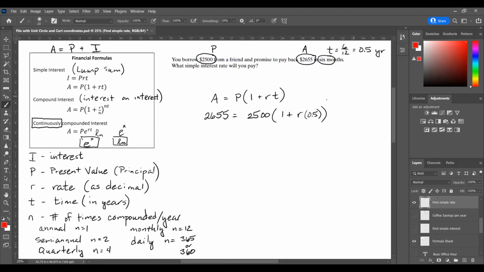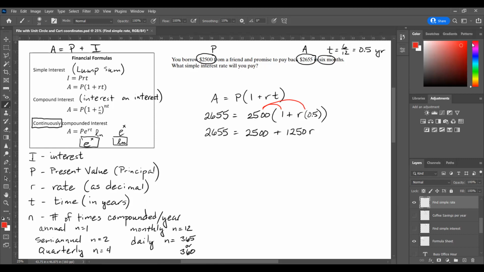Okay, now in my face-to-face class, I asked how would we solve this, and they suggested I distribute the 2,500 first. So let's go ahead and do that. I still have 2,655 on the left. Now I've got 2,500 times 1, which is 2,500, plus 2,500 times 0.5, which is 1,250, and I still have the R.